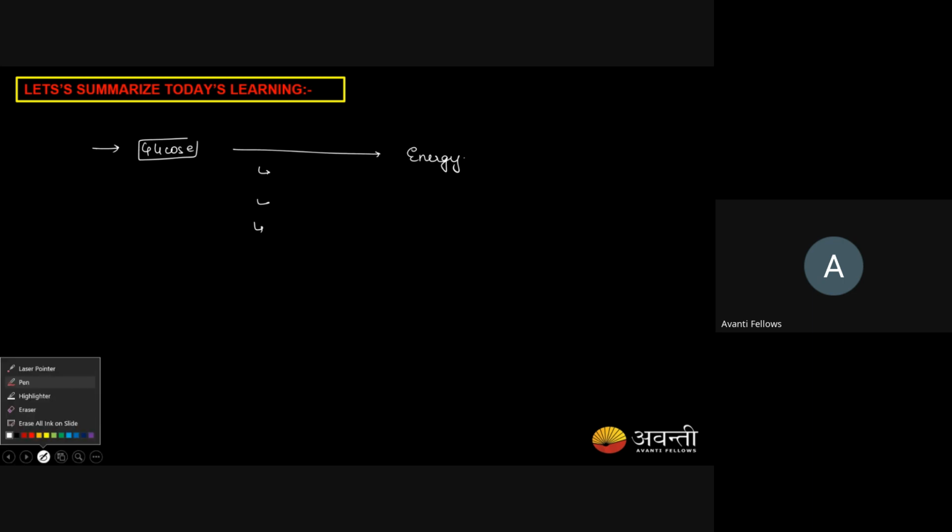Let's summarize today's learning. We have learned the mechanism of how glucose is getting converted, how we are taking energy from the glucose. We have 3 steps involved here. The first is glycolysis. Glycolysis is how many step process? 10 step, very good.